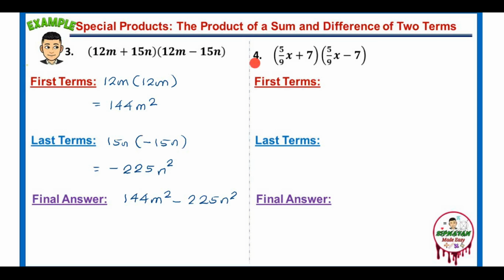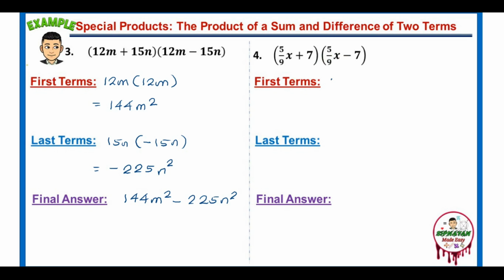Let us consider example number 4. We have the quantity of 5 over 9x plus 7 times the quantity of 5 over 9x minus 7. Since they are conjugate binomials, we're going to multiply their first terms and last terms. In 5 over 9x plus 7, the first term is 5 over 9x. In 5 over 9x minus 7, the first term is also 5 over 9x.